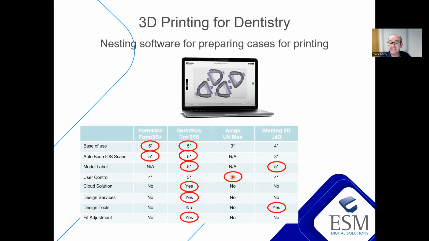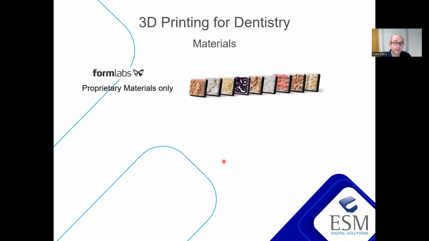User control, Asiga, scoring highly there. The reason I say that is Asiga is a fabulous printer, really accurate, very highly detailed, huge material range, but it's more of a lab product. It does take a little bit more effort to get familiar with the software. SprintRay is a cloud solution. They offer design services. Shining have some design tools within their software, and SprintRay have the fit adjustment feature that I mentioned as well.